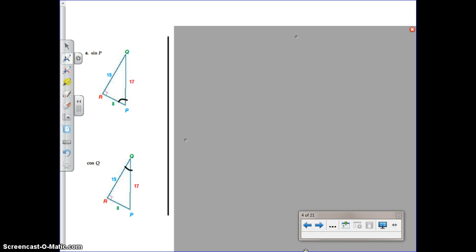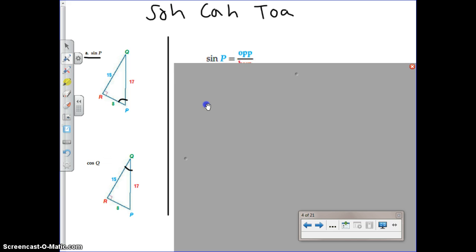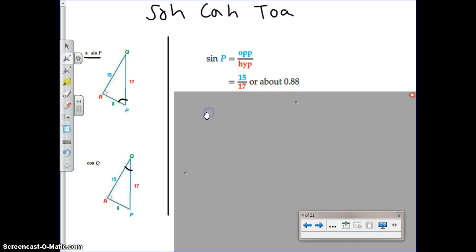So let's take a look. It's asking us in A here for the sine of angle P. So angle P is right here, and we know if we write SOHCAHTOA on top, that our sine is the ratio of our opposite leg over the hypotenuse. So from P, our opposite leg would be this 15, and the hypotenuse, which is always opposite of the right angle, is 17. So sine of P, opposite over hypotenuse, which we know is 15 over 17, or about 0.88.